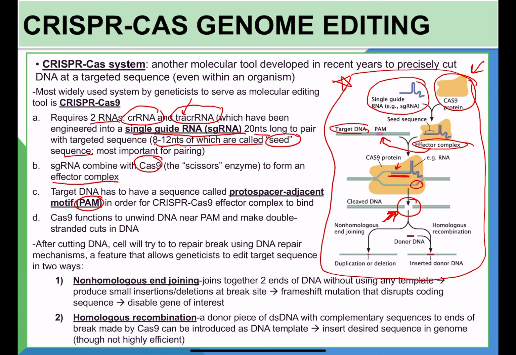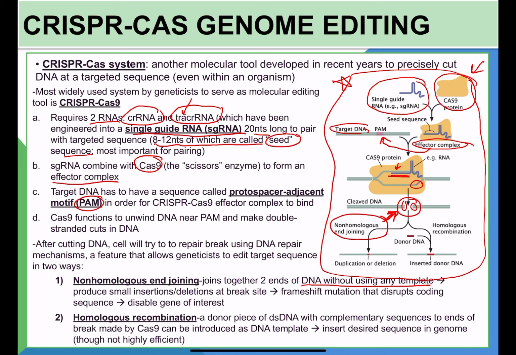There are two ways that the cell can repair the break, but both will still result in a non-functional gene, regardless of whichever one the cell decides to use. One is called non-homologous end joining, which is where they join together the two ends of the DNA without any template. It's just, here's a blunt end, here's a blunt end. Oh, let's join them together, smack next to each other, okay?